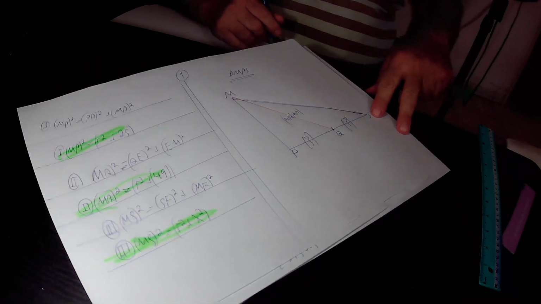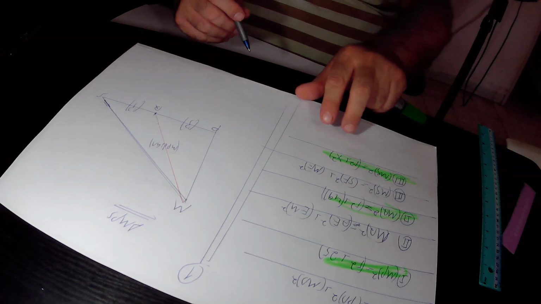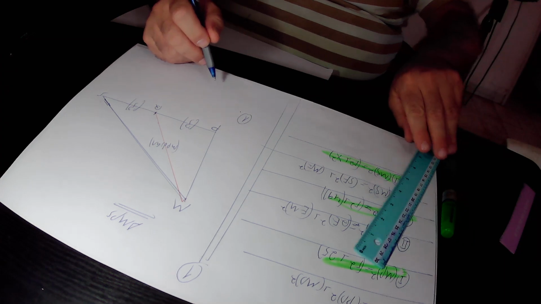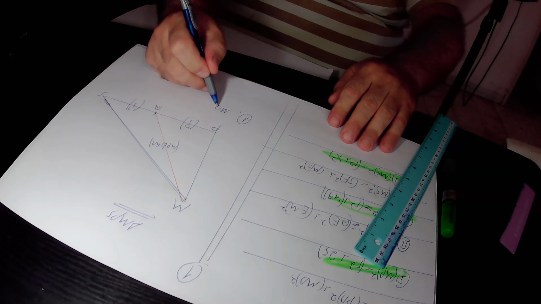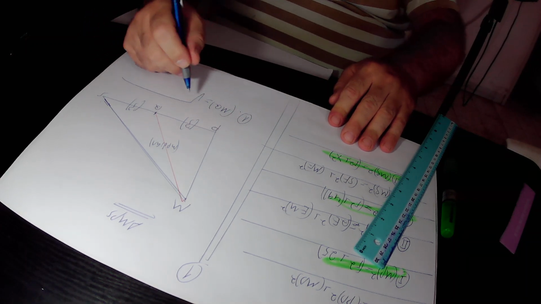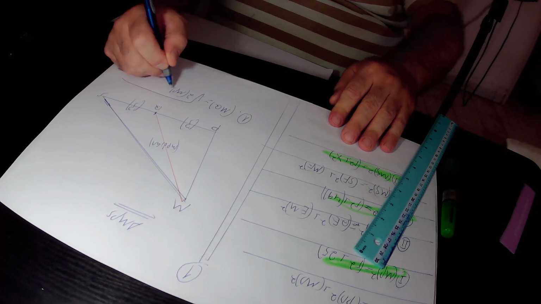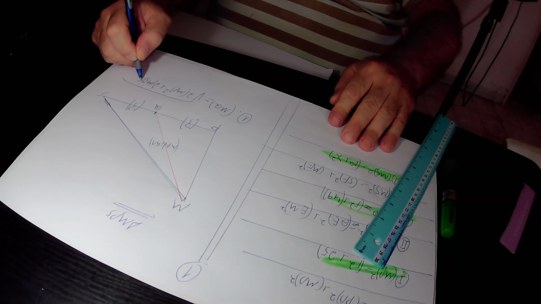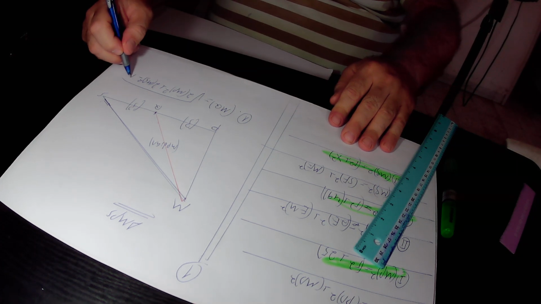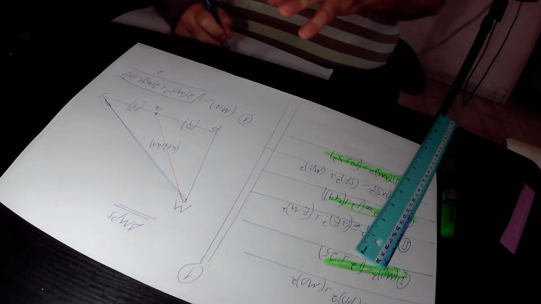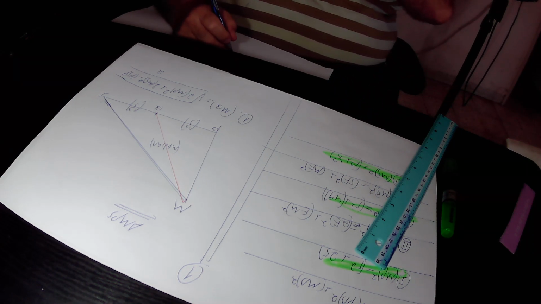According to the new formula, the length of the median MQ is equal to the square root of 2 times MP squared plus 2 times MS squared minus PS squared, divided by 2. This equation is the implementation of the length of the median in our triangle MPS.